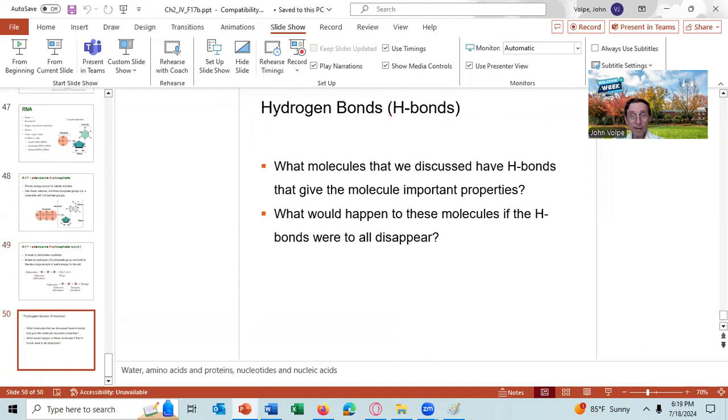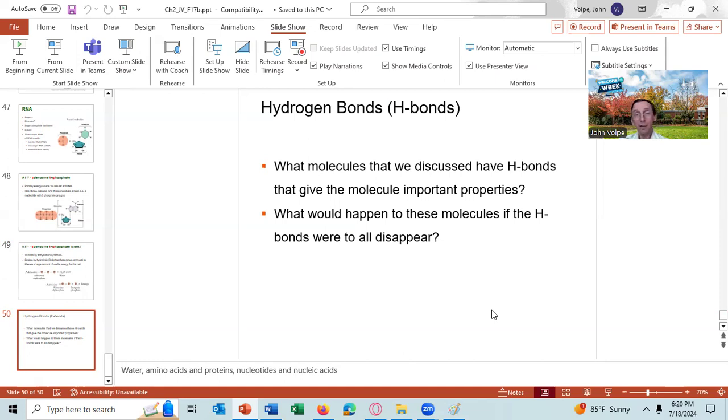All right, the last slide in this lesson is what molecules have we discussed that have hydrogen bonds that give the molecule important properties? Come on. Water? Yeah, water has hydrogen bonds. It's important because you wouldn't have liquid water if there weren't hydrogen bonds. And it is true that if you freeze the water, it's the hydrogen bonds that form the ice.